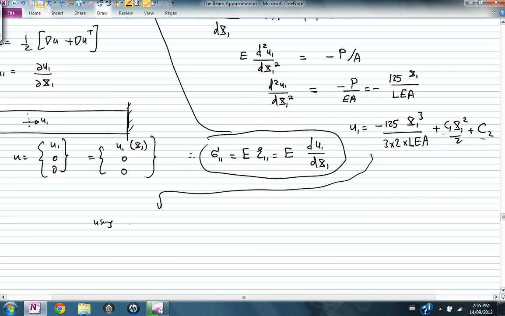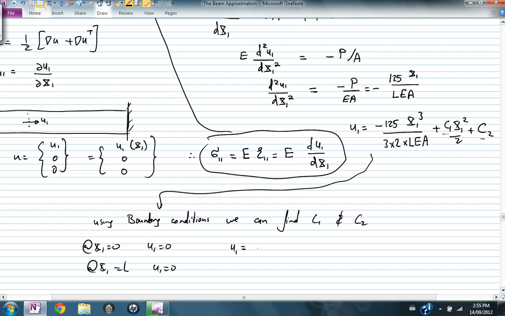Using boundary conditions, we can find C1 and C2. At x1 equals 0 the displacement is 0, and at x1 equal L, the displacement is also equal to 0. So from this you'll find that C2 is equal to 0, and from here you'll find that C1 will be equal to 125 L over 6.